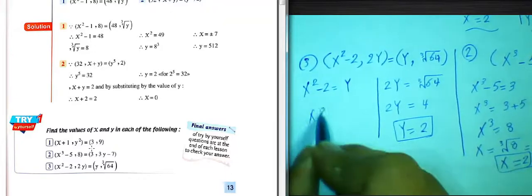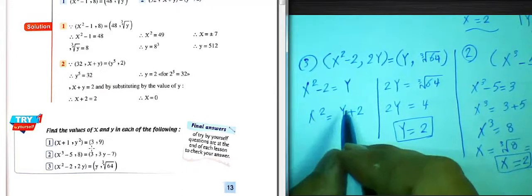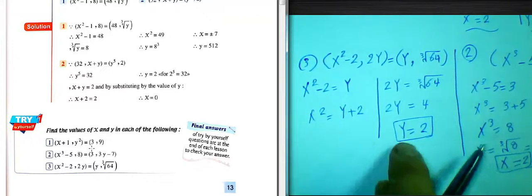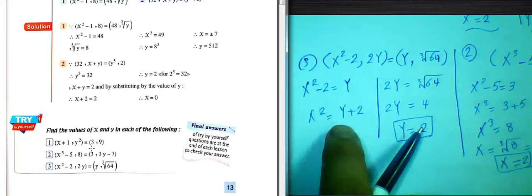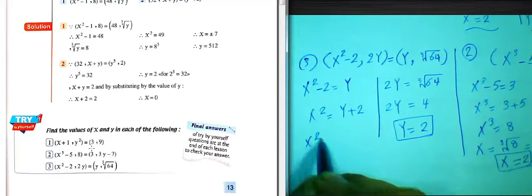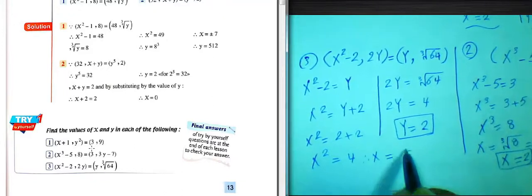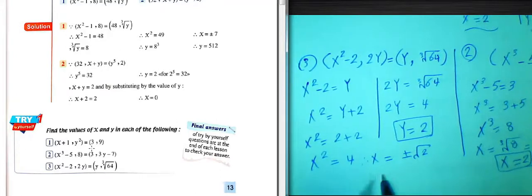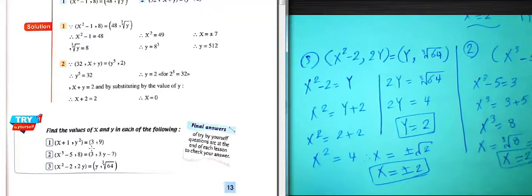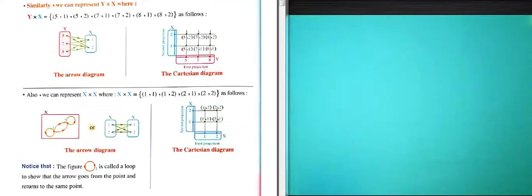And then x power 2 equals y plus 2. We move negative 2 to the right hand side, and substitute y equals 2 here. 2 plus 2, so x power 2 equals 4, then x equals positive or negative square root of 4, so x equals positive or negative 2. It's easy. Okay, another example, x product y.